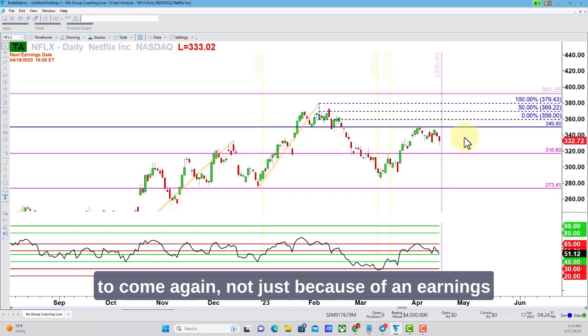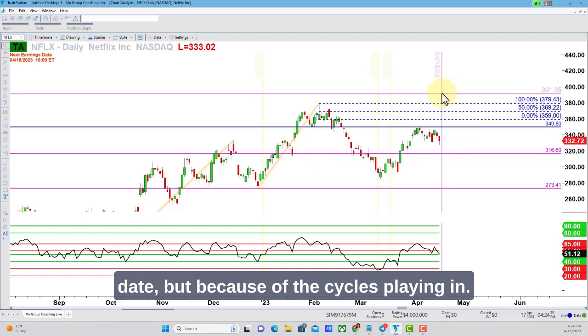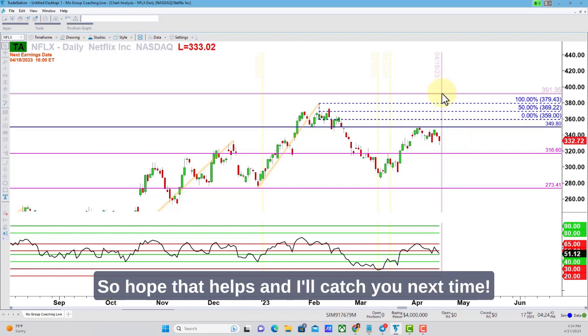Again, not just because it's an earnings date, but because of the cycles playing in. So I hope that helps, and I'll catch you next time.